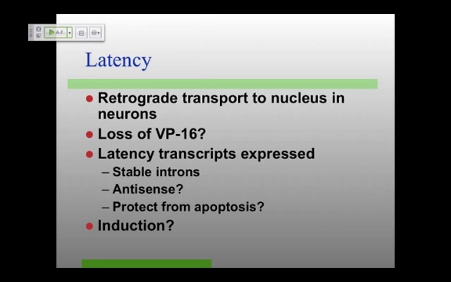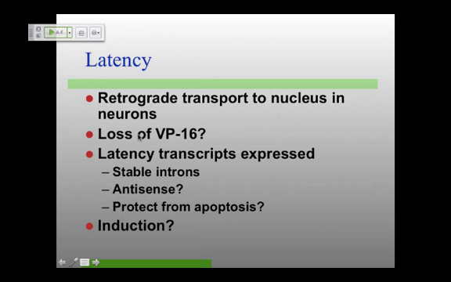Now remember, VP16 is this really critical transcriptional activator which you need for a lot of the alpha, the immediate early genes which are being expressed. So you don't have those anymore. You're not going to be expressing all the proteins to make more of the virus.